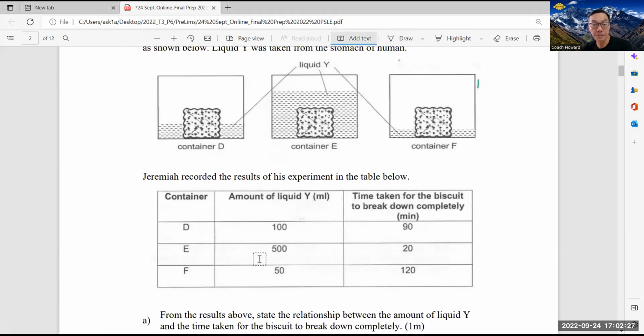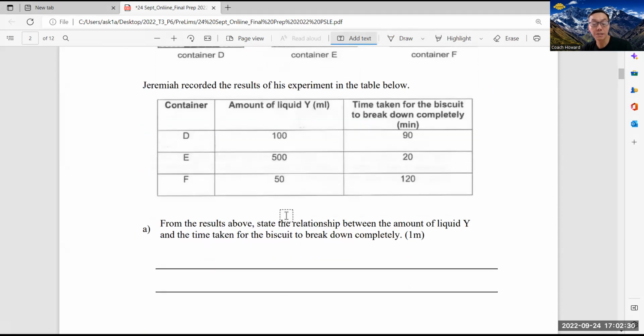So this is the result. Jeremiah recorded the result. Notice there is a deliberate effort to jumble up the numbers. Technically, if you put 50 followed by 100 and 500, the answer is very simple. So you rearrange the numbers and you'll see the pattern. When the amount of liquid Y increases, the amount of time taken for the biscuit to be digested decreases. So this is an inverse relationship.